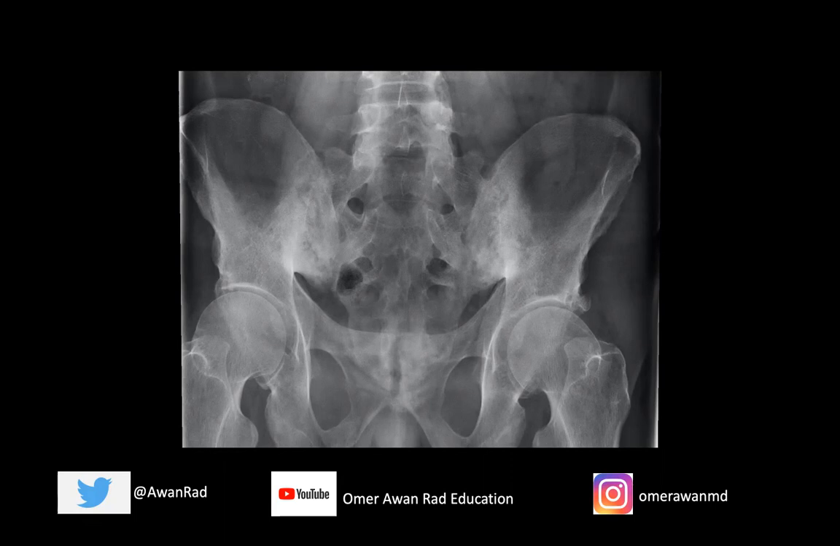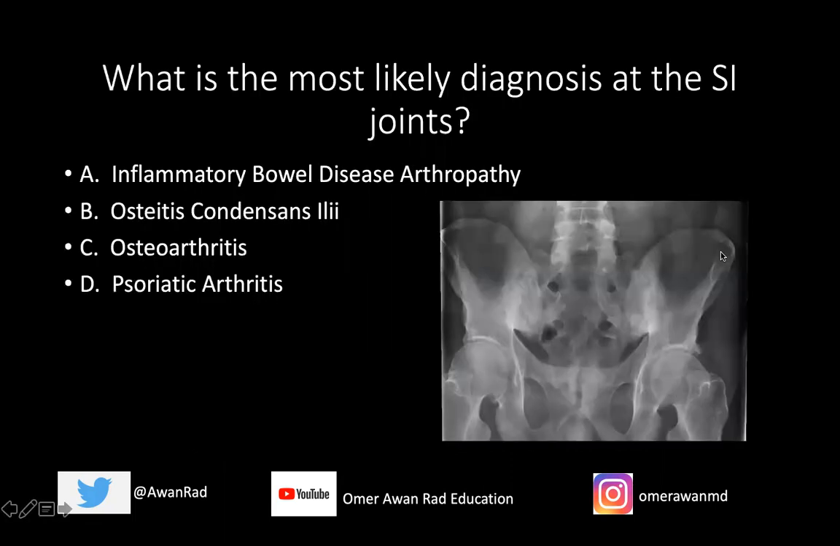We have a frontal view of the pelvis. And the question I have for you guys is, what's the most likely diagnosis at the sacroiliac joints? Am I showing you a case of inflammatory bowel disease arthropathy, osteitis condensans ilii, osteoarthritis, or psoriatic arthritis?